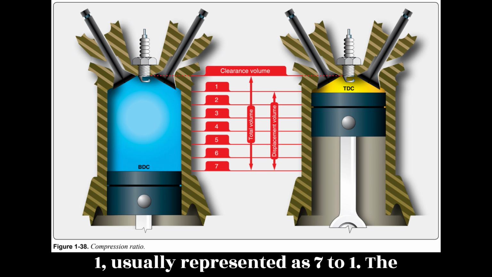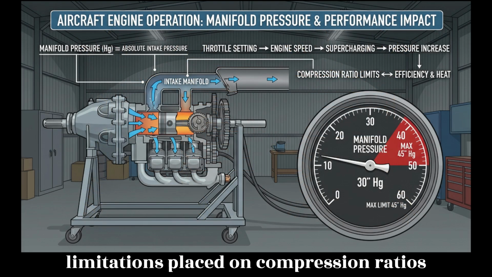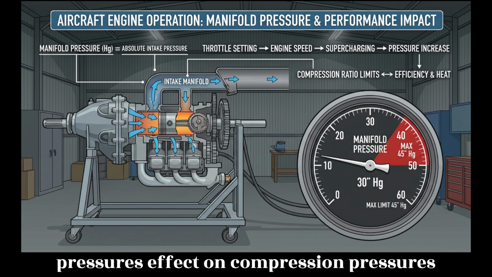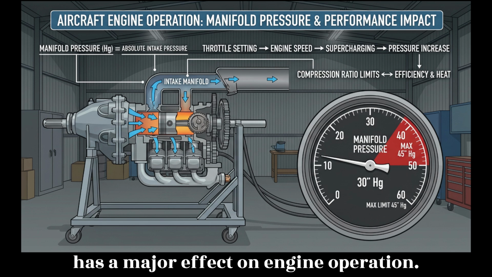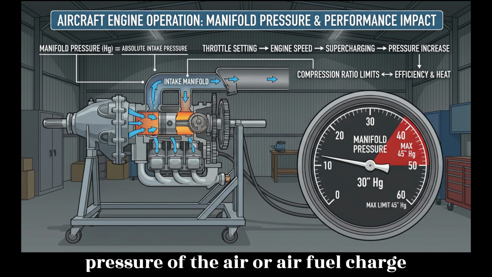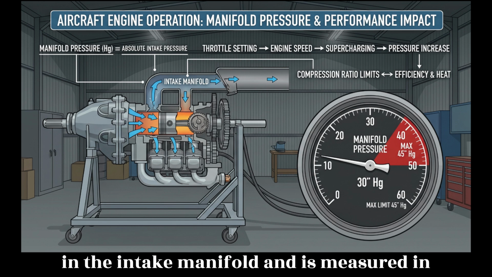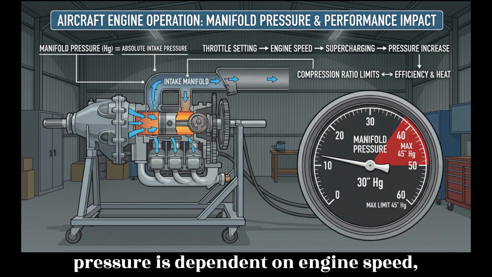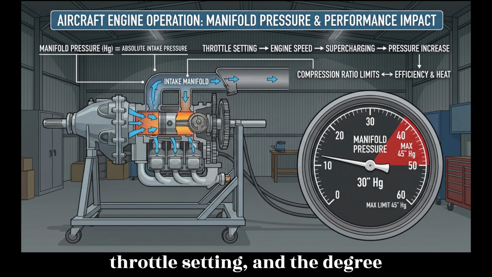The limitations placed on compression ratios, manifold pressure, and the manifold pressure's effect on compression pressures have a major effect on engine operation. Manifold pressure is the average absolute pressure of the air or air-fuel charge in the intake manifold and is measured in units of inches of mercury, Hg. Manifold pressure is dependent on engine speed, throttle setting, and the degree of supercharging.